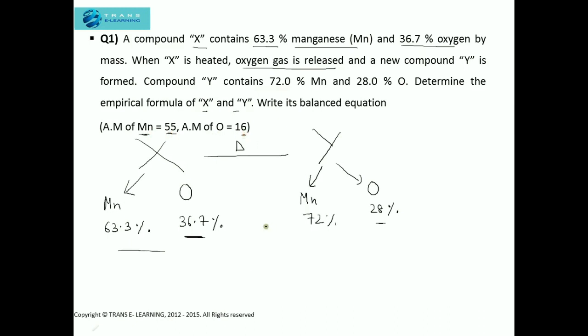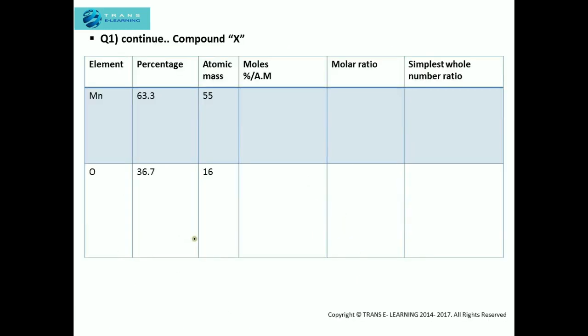Now in this question, first of all, we will calculate the empirical formula of this compound, and then we will calculate the empirical formula of this compound. After that, as per this equation, I will substitute the value of the empirical formula of X and Y to get the balanced equation. So let's start. The empirical formula of X.